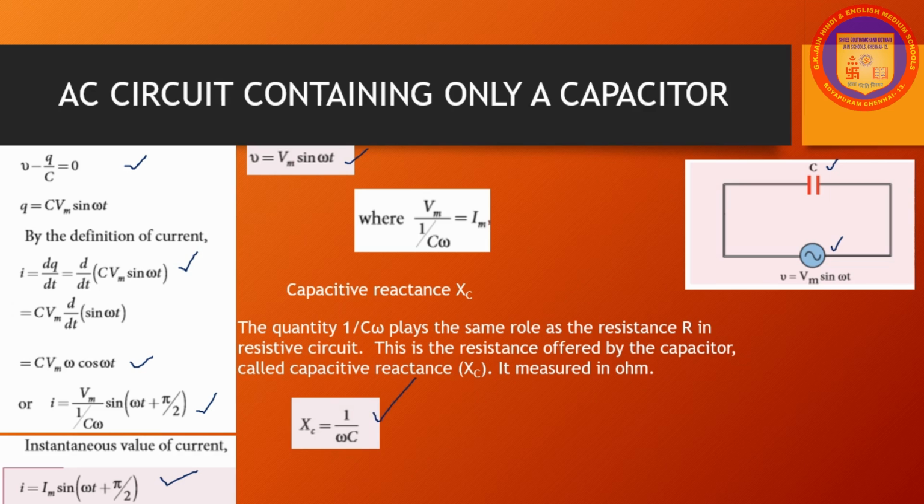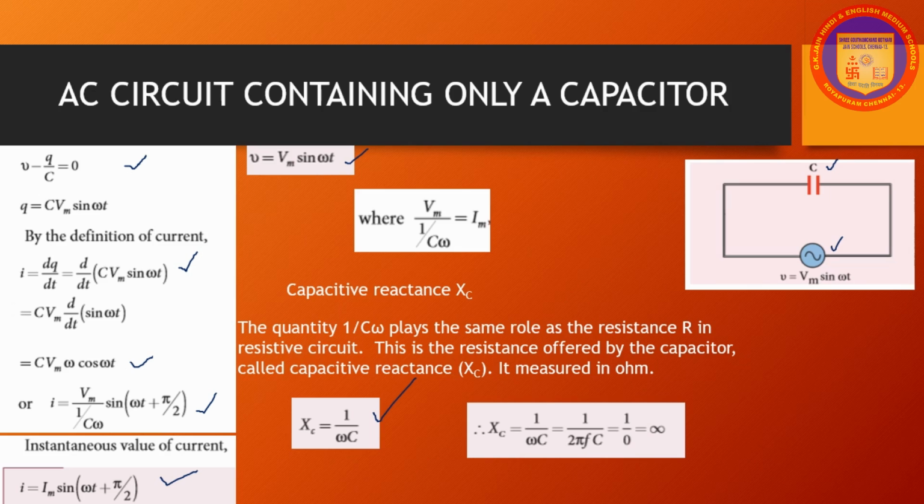It varies inversely as the frequency. For a steady current, that is F equal to 0, we have Xc is equal to 1 by omega C, substituting for omega, 2 pi F into C. When F is 0, 1 by 0 will be infinity. Thus, a capacitive circuit offers infinite resistance to steady current, so that steady current cannot flow through the capacitor.